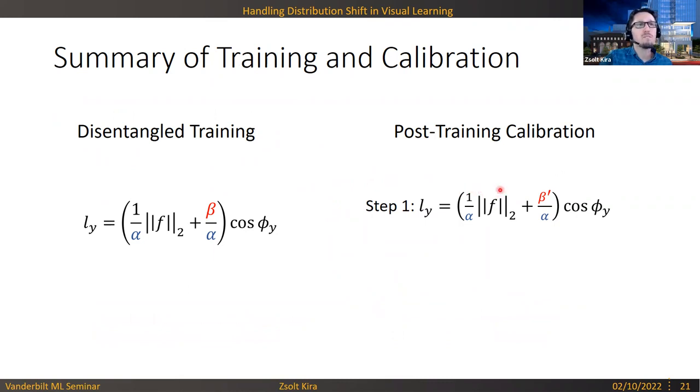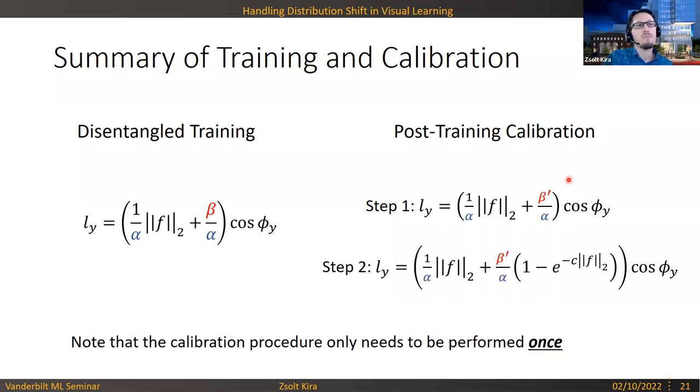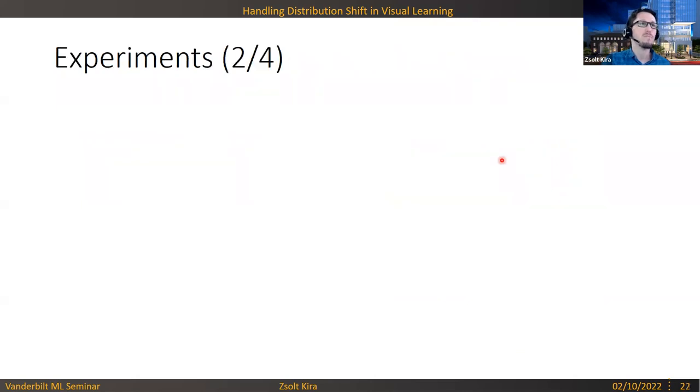We have a post-training procedure where we're calibrating, for example, beta to beta prime, again, just on the validation set. And then we have this exponential mapping as well in this paper. And again, this whole calibration step is only done once. This is just a post-training procedure.